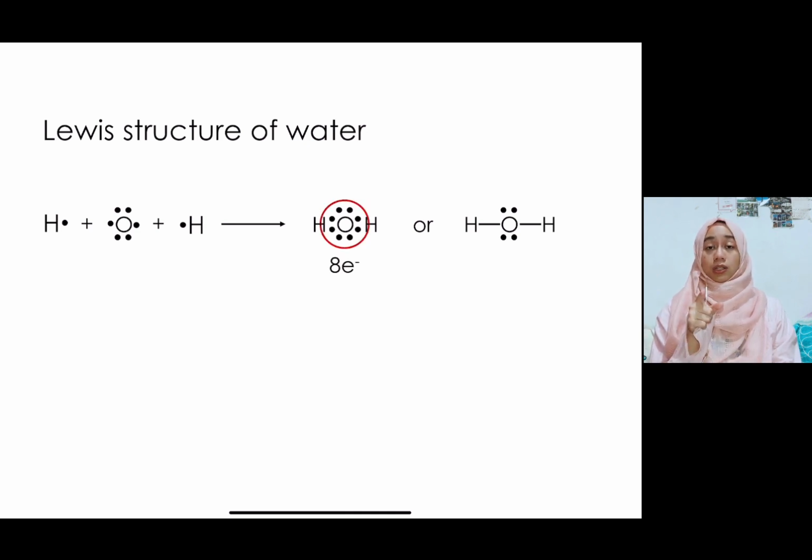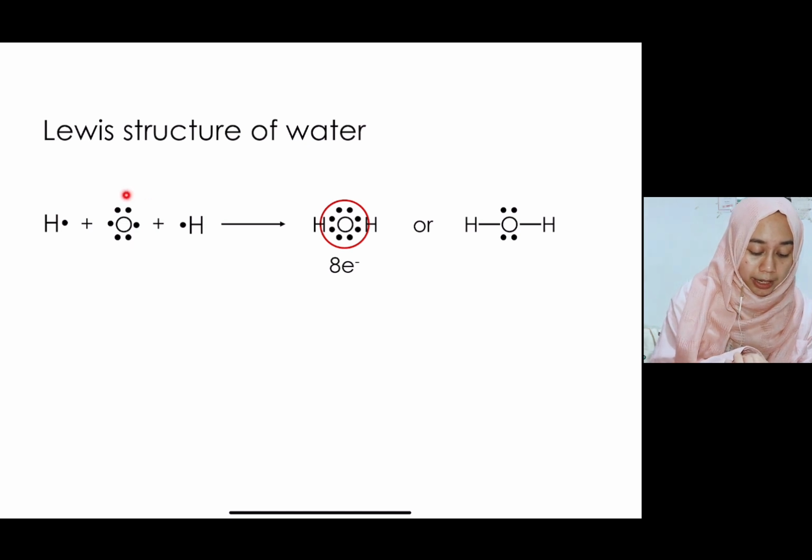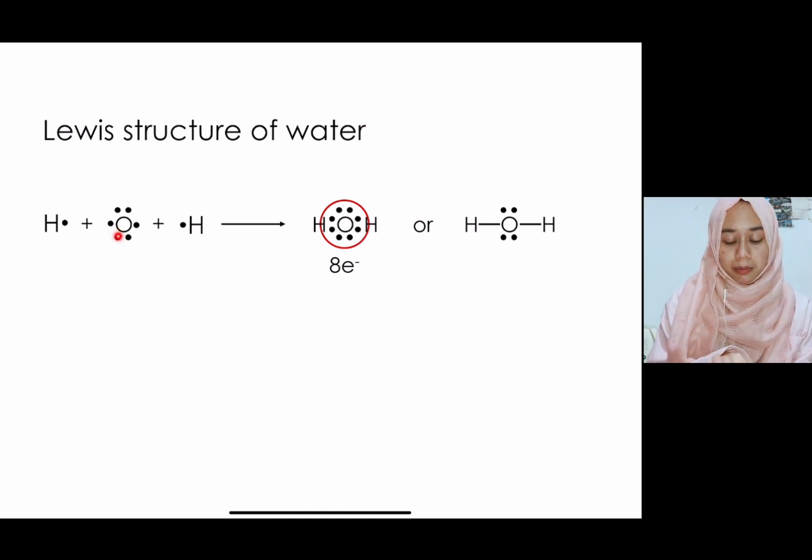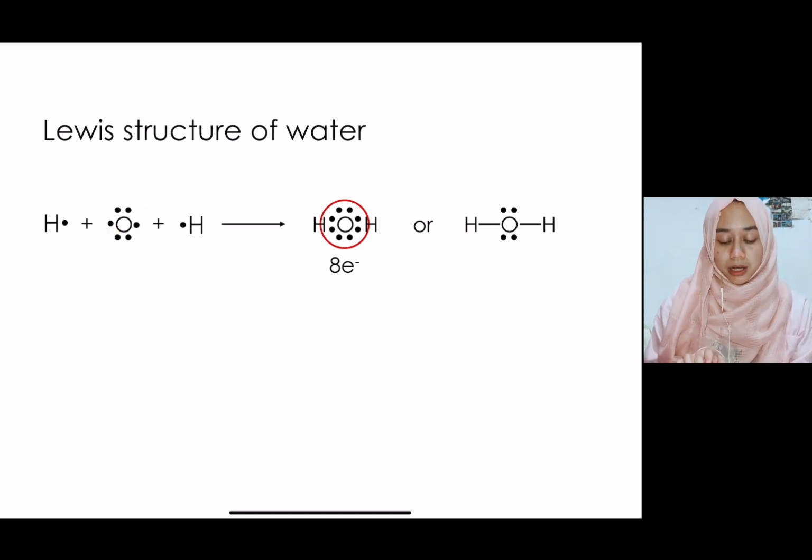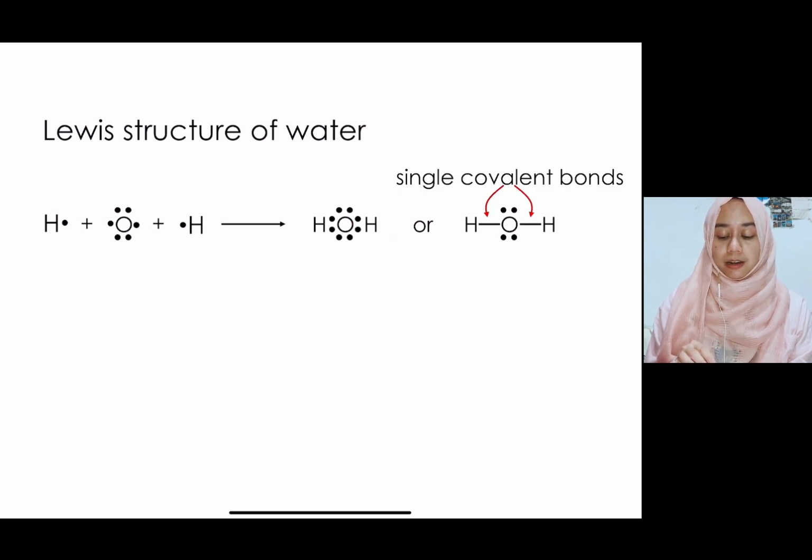So oksigen yang kat tengah-tengah now dah ada 8 elektron. Mula tadi, kalau kat sini kita tengok bahagian reactor ni, it only has 6 electron only. But now it has 8 electrons already. Kalau hydrogen pula, it has 2 electron, meaning mencapai duplet. Yang kanan pun 2 elektron juga, meaning mencapai duplet. Therefore apa yang dia share tu, that is actually the single covalent bond.